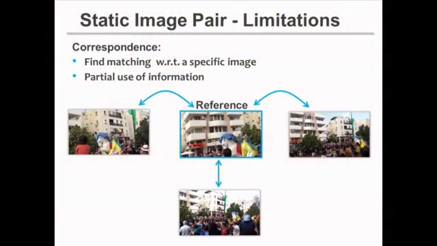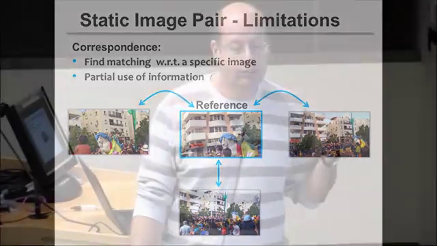Okay, so there are a couple of limitations with this approach. The first one is you have this reference image, which means that you need to match all feature points and all images to the reference image. So it limits the amount of images you can work with. And the second problem is that you're not making use of all the information that you'll have, and I'll show an example in a minute.